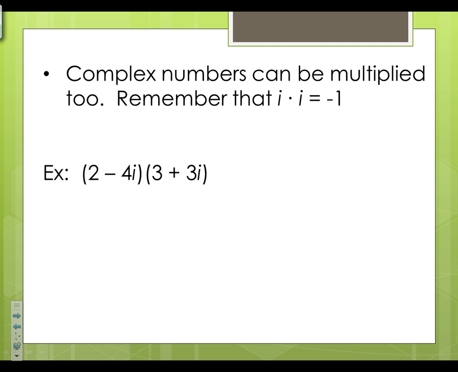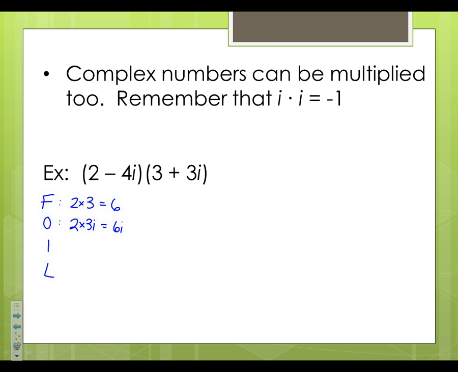You can also multiply complex numbers. Keep in mind that i times i is a -1. If we're looking at this example now that I have on my slide, we have two binomials. We're still going to FOIL. Okay, so the first terms in each are 2 times 3. The outside ones, 2 times 3i, which is 6i.